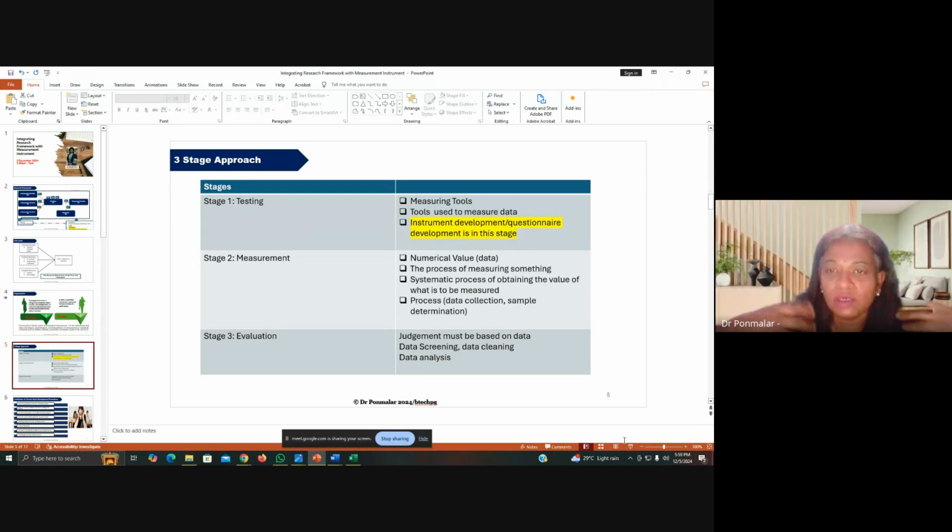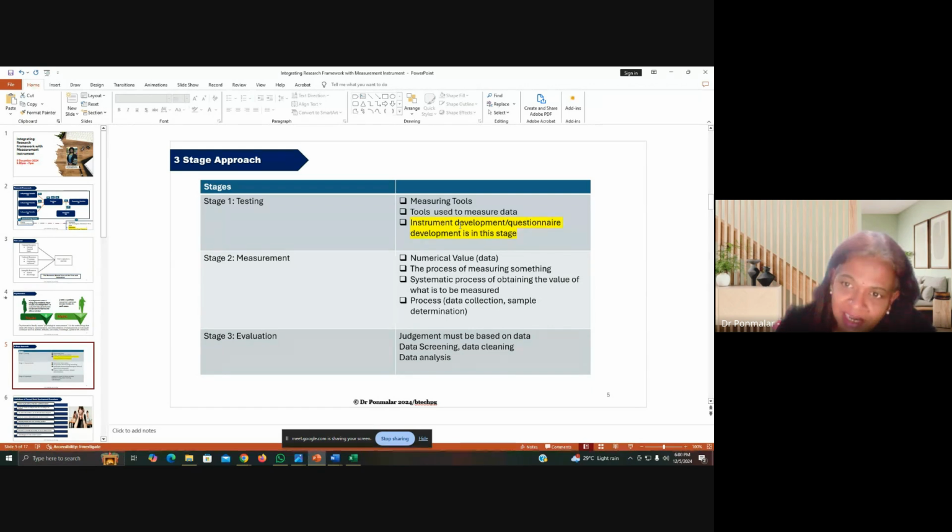So now I want to test my framework and my hypothesis. So I need a measuring tool, a tool used to measure data. The function of my instrument is to measure my variables to see whether there is a relationship between the hypotheses. So your instrument or your questionnaire is your testing tool. This testing tool is very important. What is the function of a testing tool?